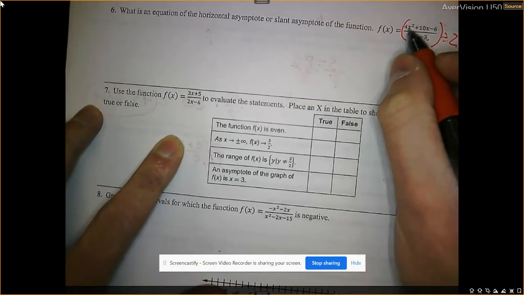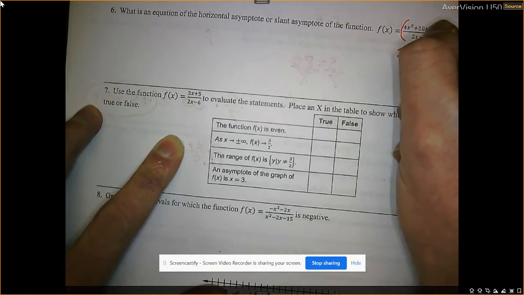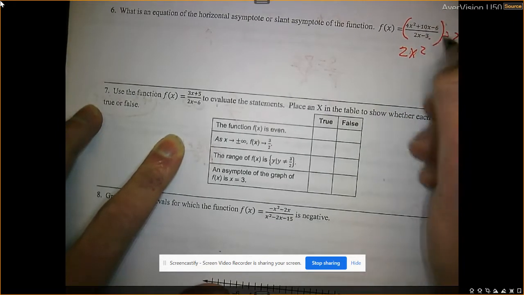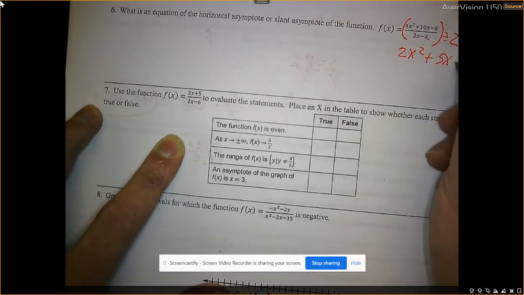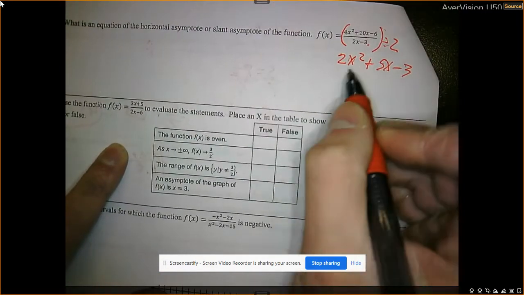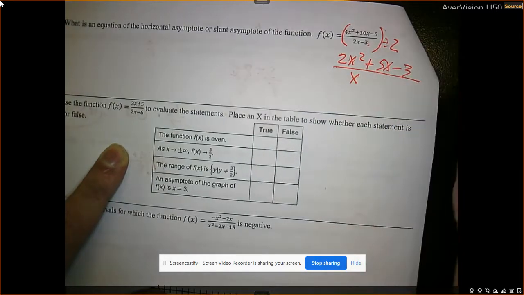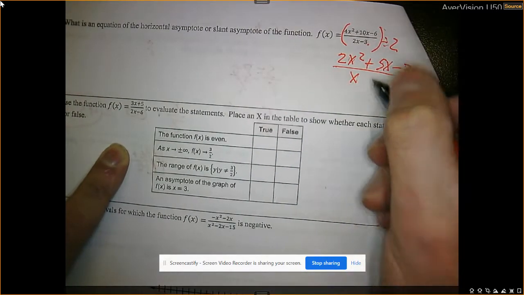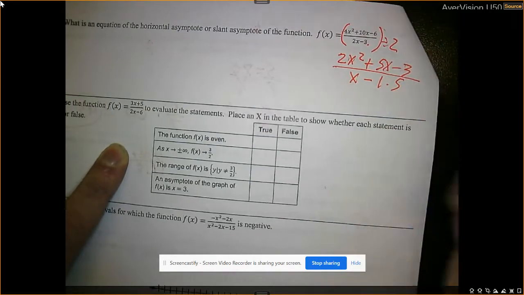So when I do that, 4x squared divided by 2 is 2x squared. 10x divided by 2 is just 5x. Negative 6 divided by 2 is negative 3. Then I go to the bottom. 2x divided by 2 is 1x. That's why we're dividing by 2. That's what we wanted. And then negative 3 divided by 2 is negative 1.5.